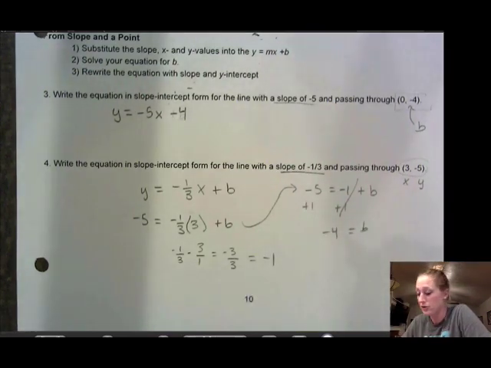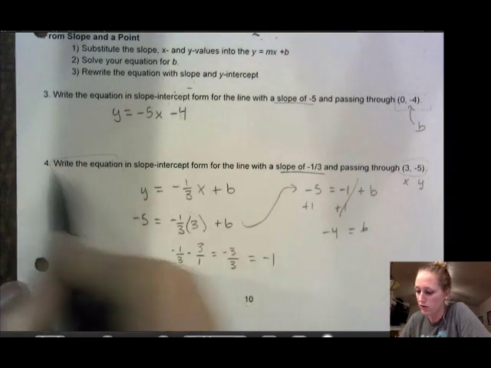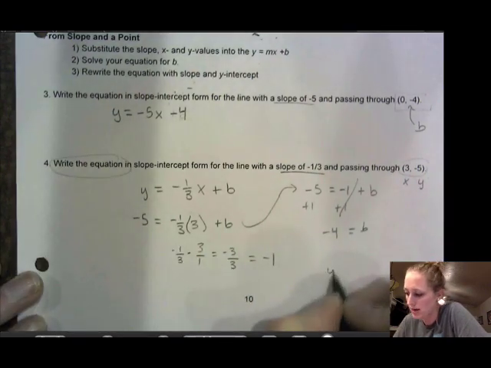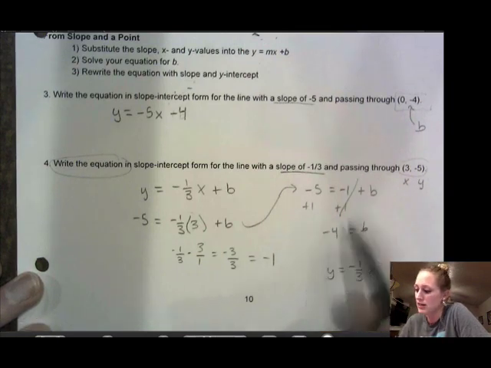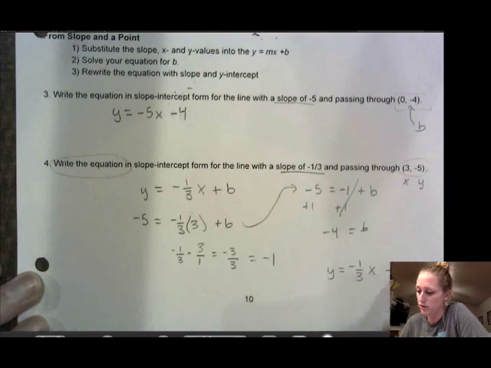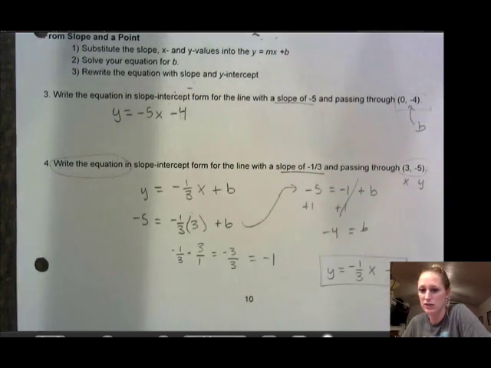So we're going to write our equation now, because that ultimately was our goal, is write the equation. So y equals m, we already knew that, -1/3, x, and then b we just solved for is -4. So that would be how we need to answer that. So we first had to find b, and then answer the question with m and b, the numbers in there.